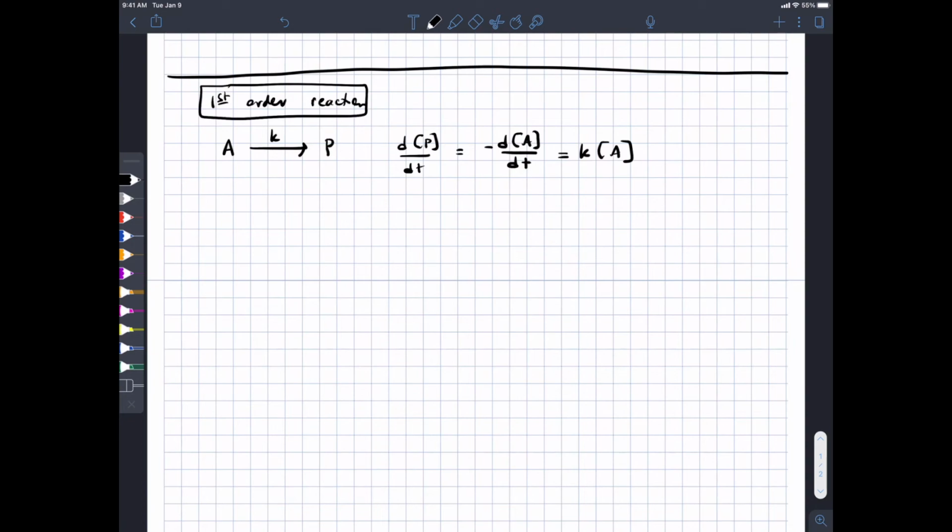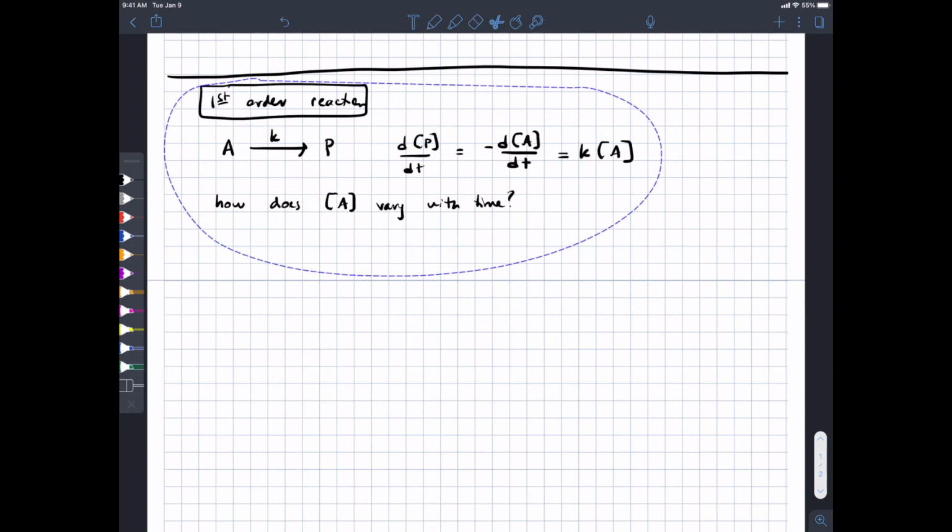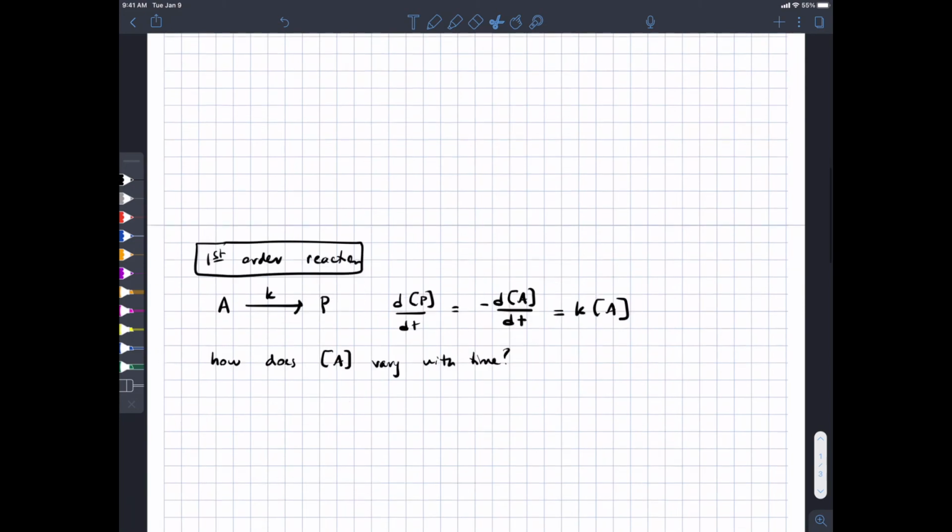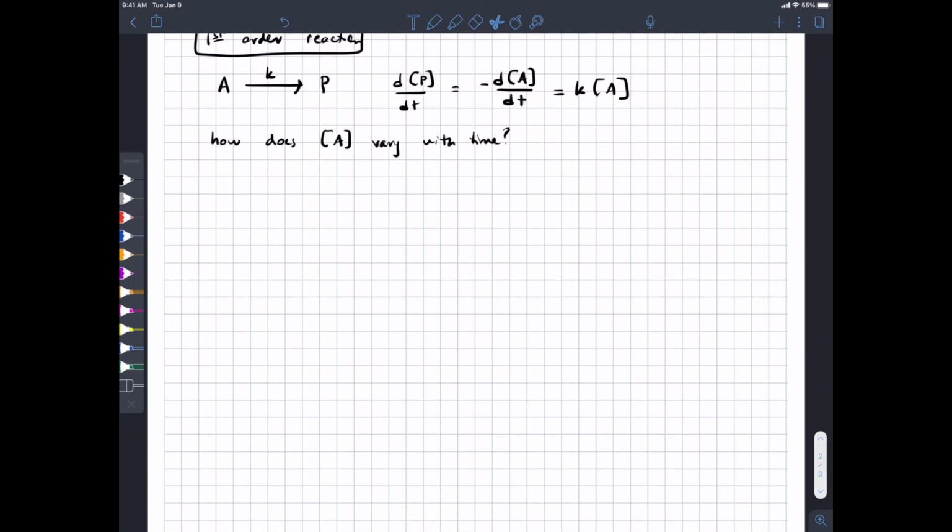So we can use this rate law to answer the question, how does the concentration of A vary with time? To do that, we need to do a little bit of algebra and a little bit of calculus. So I'm going to rearrange this equation to put all of the A concentration terms on one side and all of the other terms on the other side of the equation.